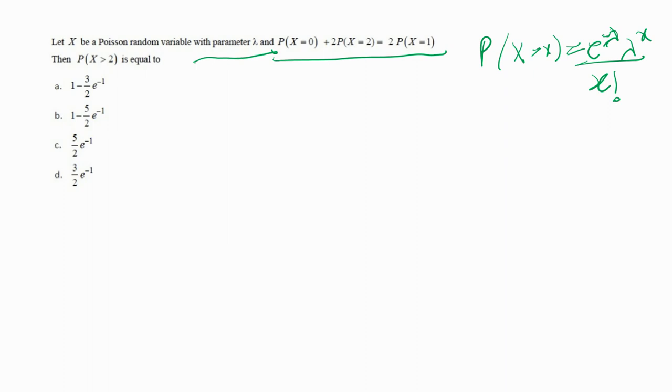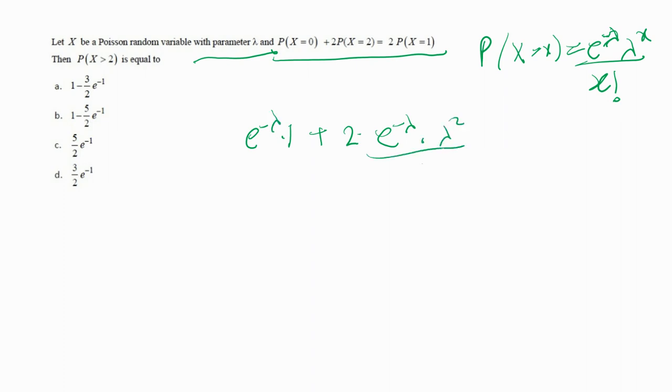So by using this equation, we will find the value of the parameter lambda, and after that we will put that value into 1 minus P(X ≤ 2). So first step: when X is equal to 0, it will be e to the power minus lambda, and when X is equal to 2, it will be lambda squared e to the power minus lambda.